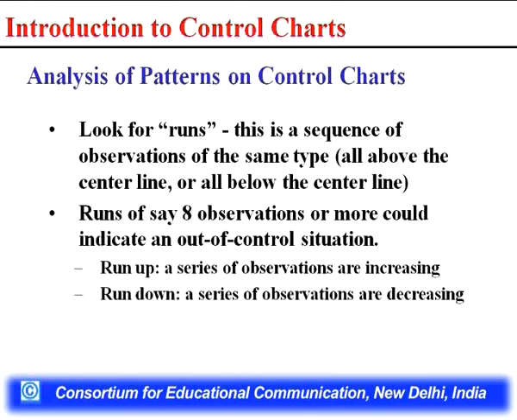Runs of say 8 observations or more could indicate an out of control situation. Maybe the points are within the control, but they are in one direction only. Say from lower range, all the points are being marked towards the upper range, then it shows the dimensions are changing, increasing. So, again we have to look for the reason. Run down, a series of observations are decreasing, run up, a series of observations are increasing, and these are the reasons for concern also.